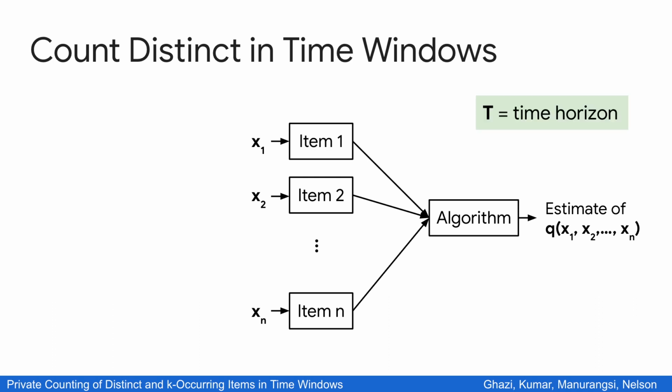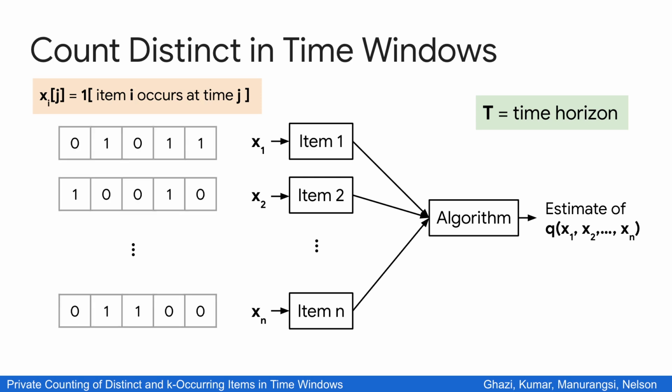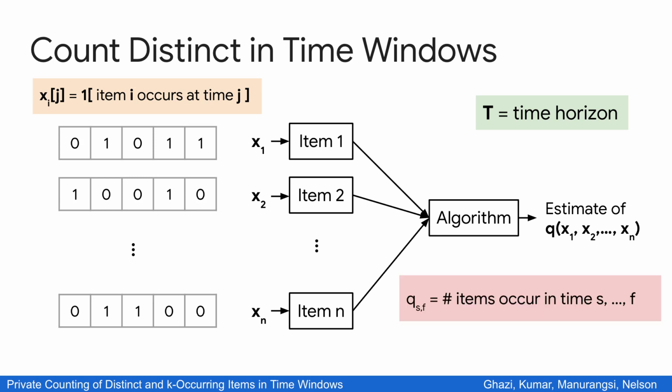Now there is also a time horizon parameter t, and in the most basic count distinct problem, each xi is a Boolean vector of length t, where the jth coordinate denotes whether item i occurs at time j. For example, if t is equal to 5, then this may be our input. Now the query that we want to answer has two parameters, s and f, the starting time and the finishing time. And what we want is the number of items that occur between time s and f.